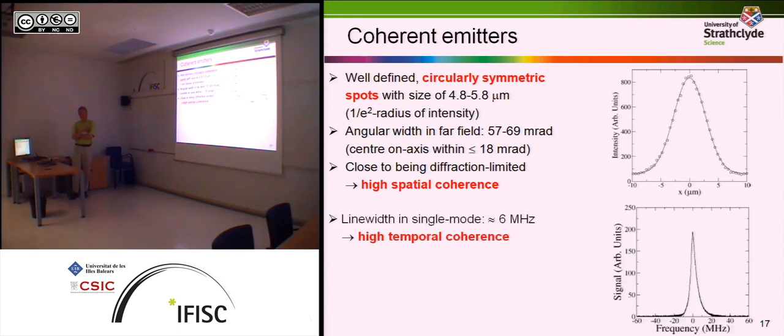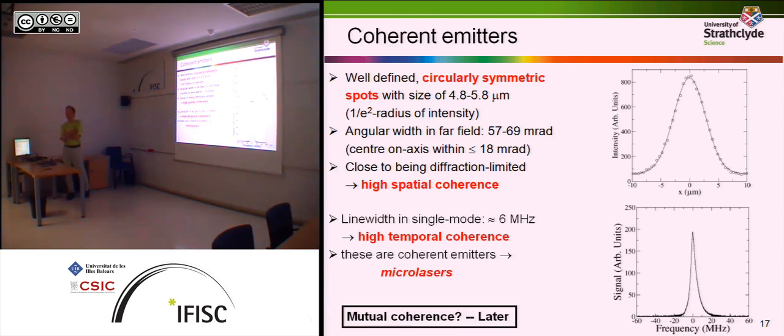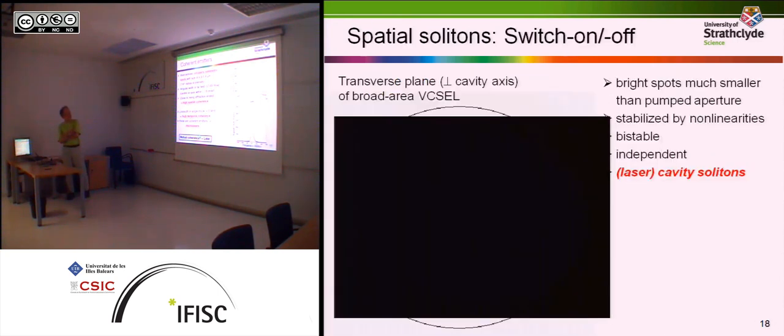So we have a high spatial coherence, much higher than the full VCSEL. And the line width in frequency space is 6 megahertz, so we also have a high temporal coherence. 6 megahertz is a typical line width for grating controlled lasers. So each of these is a small coherent emitter, a microlaser. And now we can ask, and I will answer that later, what is the mutual coherence between them? So that we are going to discuss later. Each of these is a small microlaser.